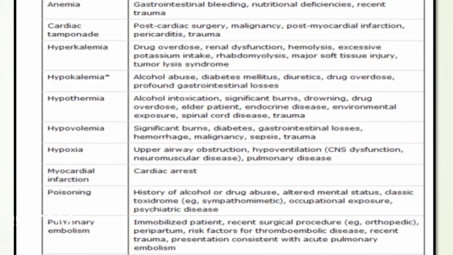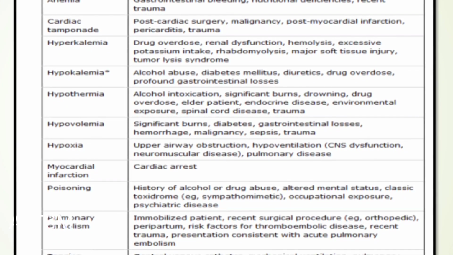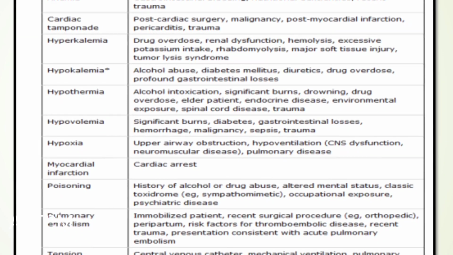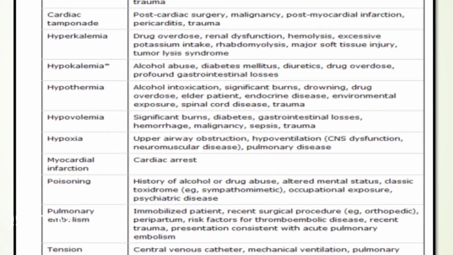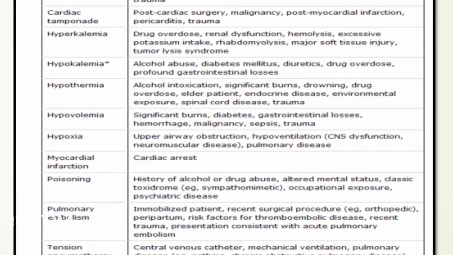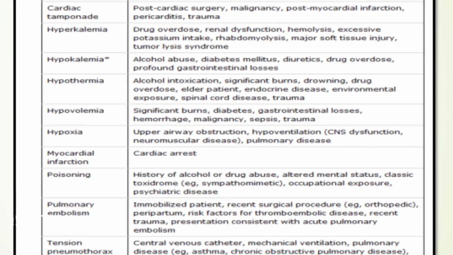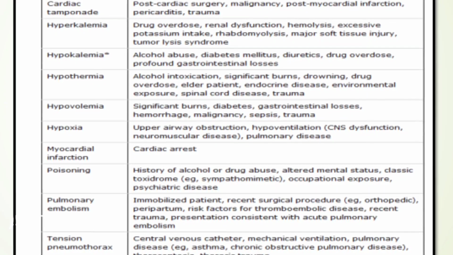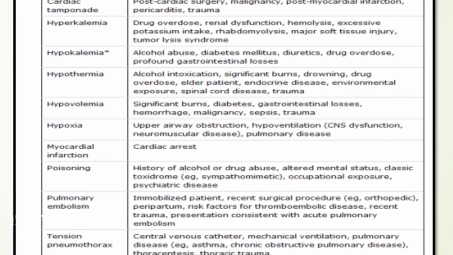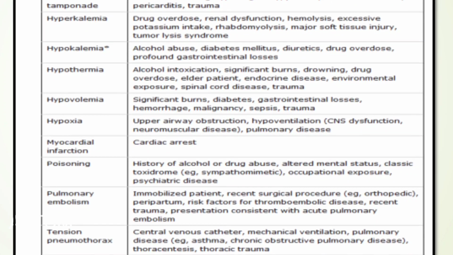Again, hypoxia, airway obstruction, hypoventilation. It could be because of neuromuscular disease or CNS dysfunction, and can also be because of pulmonary disease. Myocardial infarction, that's the most important and most common cause of cardiac arrest. Poisoning, history of alcohol or drug abuse, patient coming with altered mental status, classic toxidromes such as sympathomimetic, even psychiatric diseases. The next cause is pulmonary embolism.